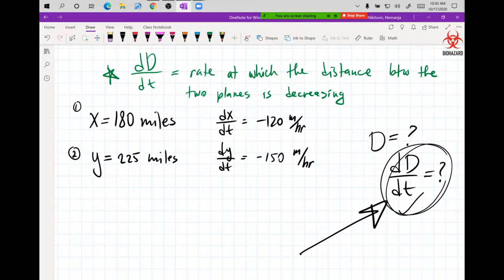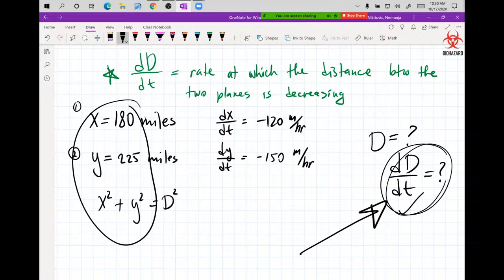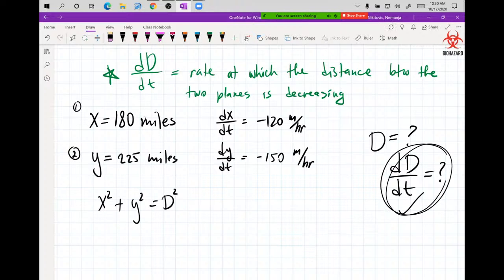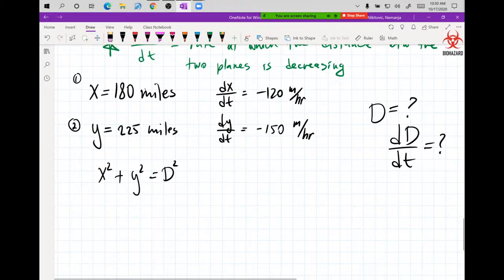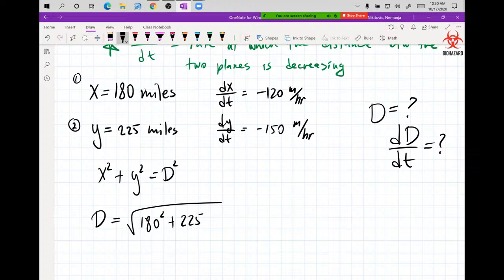And luckily, we have x squared plus y squared equals d squared, where these numbers are known, and I can compute d. Now, that is going to be an extra piece that in these more interesting problems, you will have to determine from geometry and so on, of where you can find the extra piece. So d is equal to the square root of 180 squared plus 225 squared. And you can plug this into your abacus and figure things out.